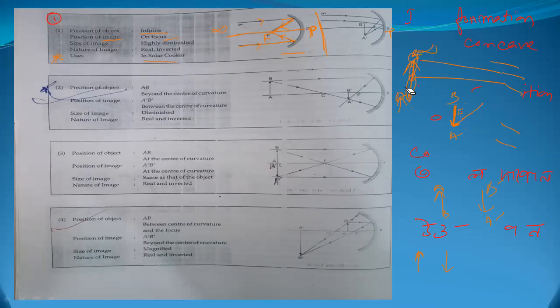Now see the second. Position of the object AB beyond the center of curvature. What do you mean beyond the center of curvature? That means after the center of curvature. That means it will be in between the center of curvature and infinity. Clear?